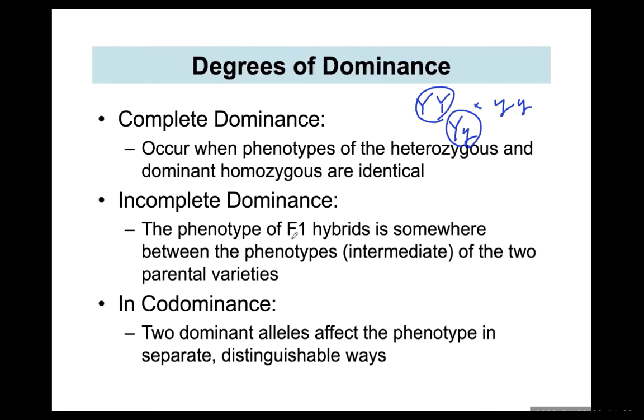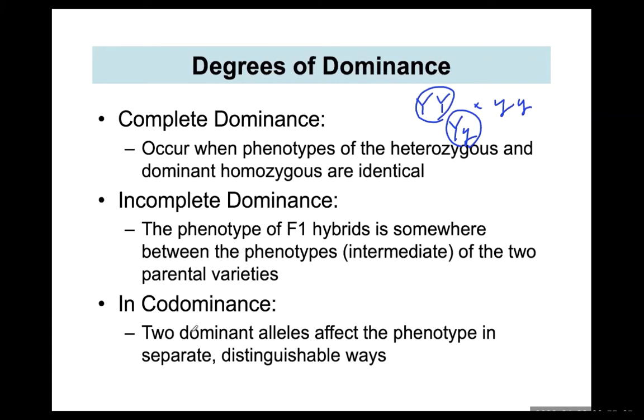Incomplete dominance means the phenotype of the F1 hybrid is somewhere between the phenotypes of the two parental varieties. So it shows an intermediate phenotype. This intermediate phenotype cannot be found in either parent, because the dominant allele does not fully express in the next generation. We call that incomplete dominance. The appearance of F1 hybrids falls between the phenotypes of the two parental varieties. Well, we call this effect incomplete dominance.